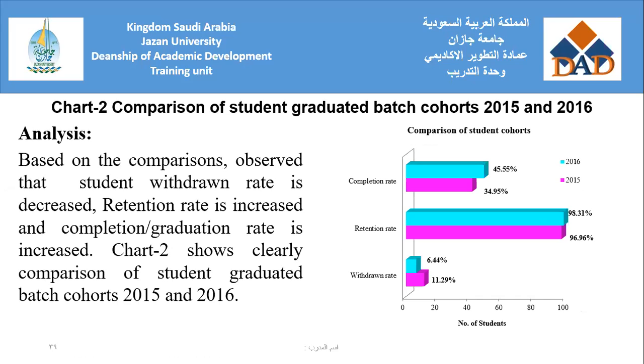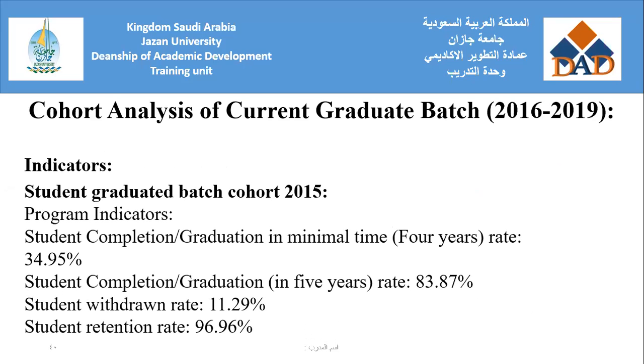All indicators show a good trend. You can see the withdrawn rate in 2015 is higher, and in 2016 it decreased. It is a good sign for the department. And the completion rate in 2015 is 34.95%, and in 2016 it is 45.55%, so it is increasing. And for the retention rate, you can also observe a slight increment in 2016. So these are the indicators for the 2015 batch.